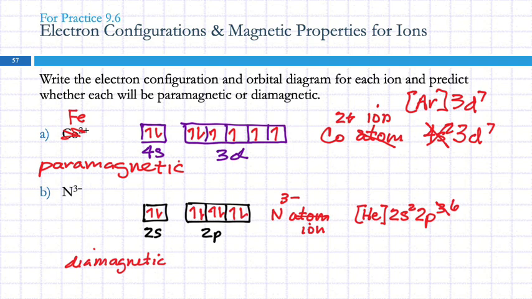So that would be the electron configuration for the element iron. And you see all these unpaired electrons? That's paramagnetic. It will be attracted to a magnetic field.